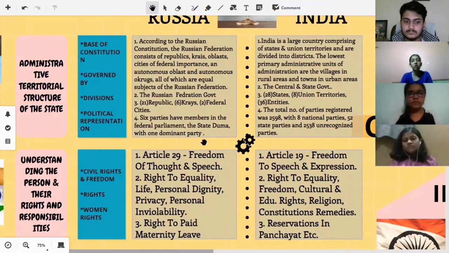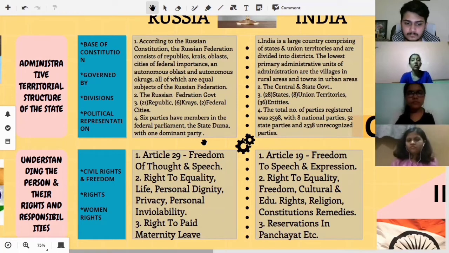On the basis of rights, there are 6 fundamental rights in India: right to equality, right to freedom, right against exploitation, right to freedom of religion, cultural and educational rights, and the right to constitutional remedies. And in Russia, under Article 26, people have the right to determine and declare their nationality. In India, under Article 10, the content of the rights of citizenship, and some women's rights.